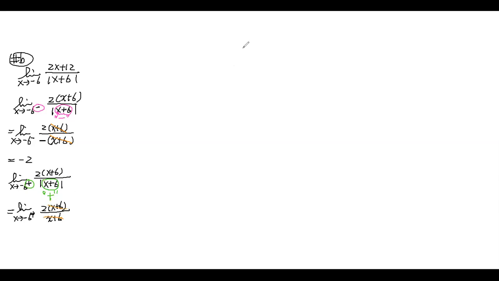And then I can have an x plus 6. So boom, boom, what I have here is 2. As you can see, from the right-hand side I have 2. From the left-hand side, I have what? I have negative 2. So they're not equal, right? So what happened to my limit? It does not exist, right? Because these two are not equal. So that's why we know the limit does not exist.